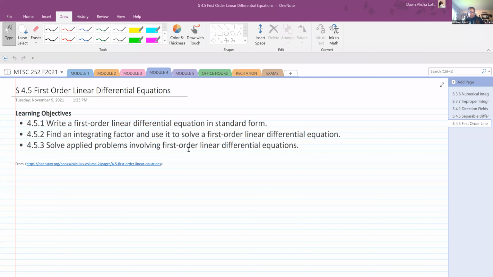So now we want to look at another type of differential equation. These are first order, and these are in a particular form. So you have to put the equation in that form. And then after you have put the equation in the particular form, you then have to find an integration factor. That's step part 2, where it says find an integration factor and use it to solve the differential equation.